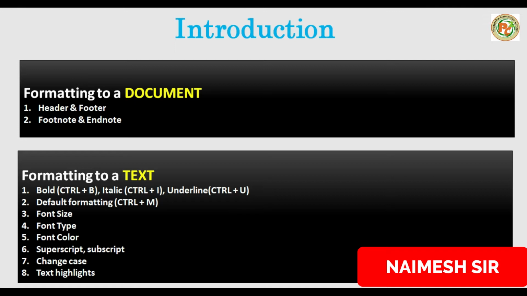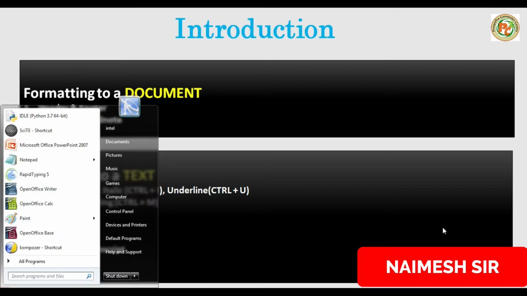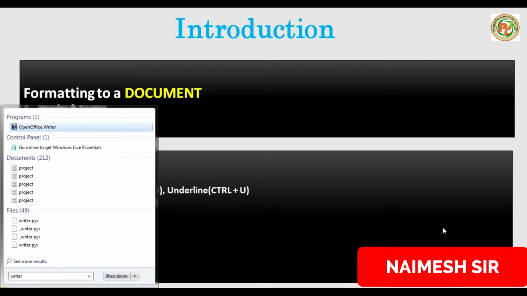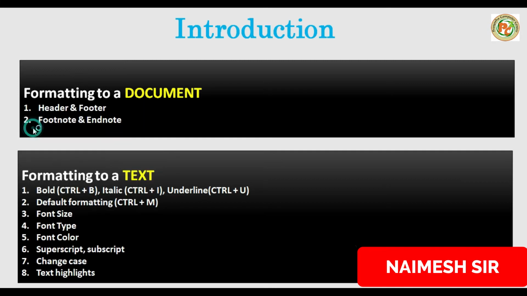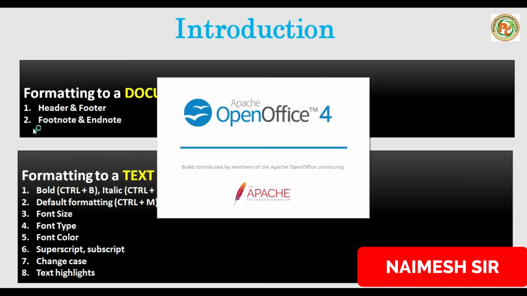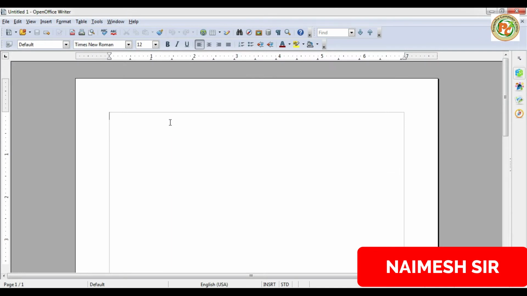Okay, so let's begin. Header and footer. Header means we are going to repeat the same text on the top of the page, that is called the header, and what we add at the bottom of the page is called the footer. Okay, so let's open the Writer first. Wait for a while, it is opening here.